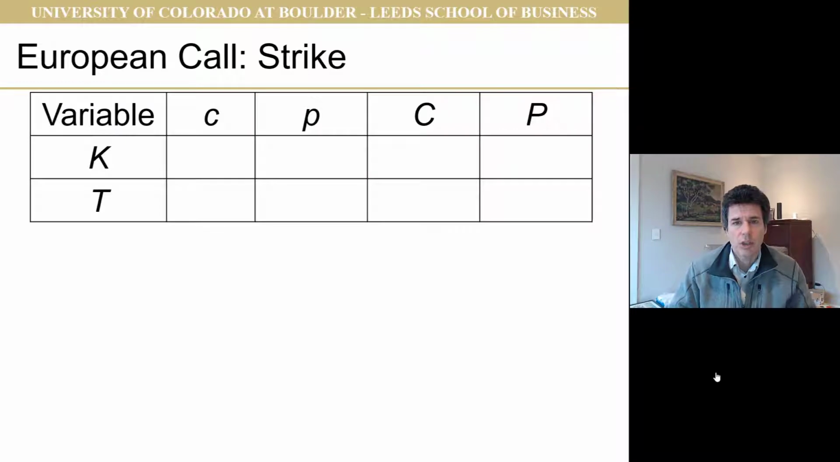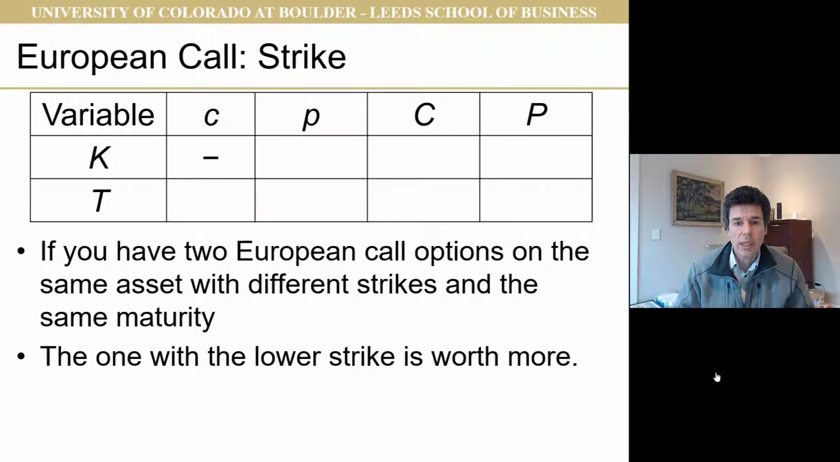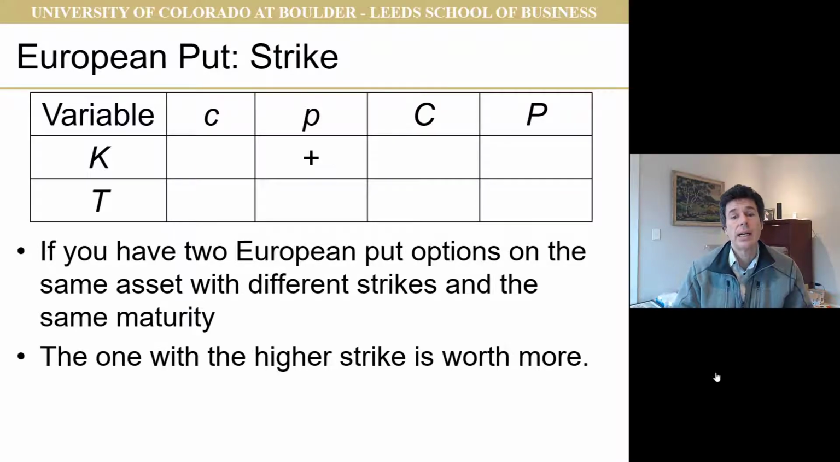Okay, so European call, we're thinking about the strike. If you have two European calls on the same asset with different strikes and the same maturity, then the one with the lower strike is worth more. This is a pretty natural thing for calls. And for two European puts on the same asset with different strikes and same maturity, the one with a higher strike is worth more. So a greater strike is going to increase its price.